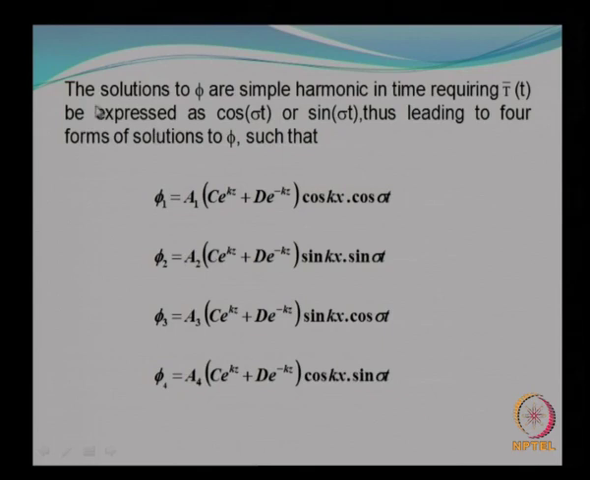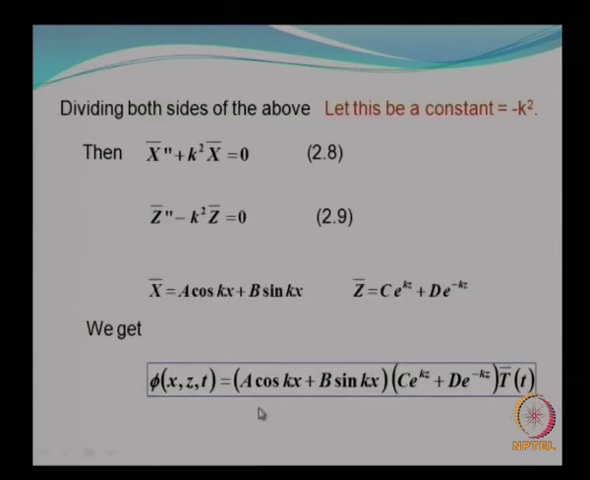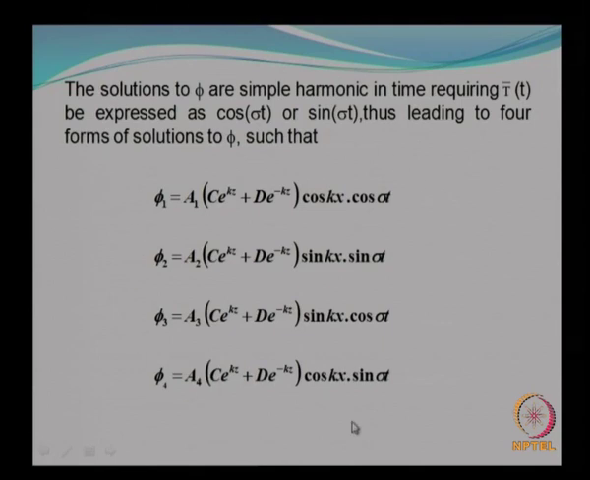What does this equation give? The solutions of velocity potential are harmonic in time. We know that we are dealing with a simple harmonic motion. That means that T has to be expressed in terms of time. T can be expressed as a form of cos of sigma t or sin of sigma t. Hence you will have for this equation 4 forms of velocity potential: phi 1, phi 2, phi 3 and phi 4.